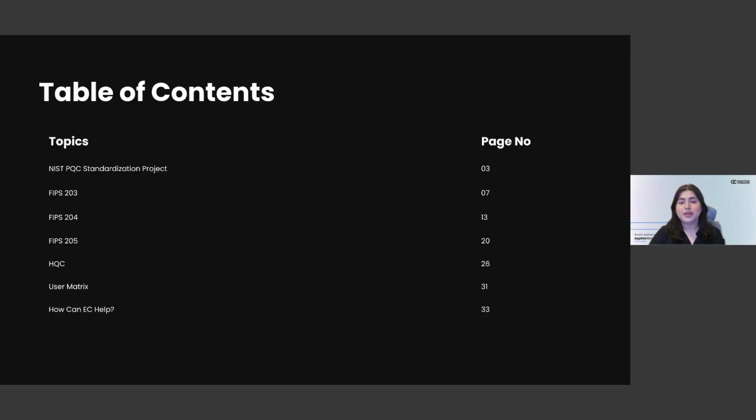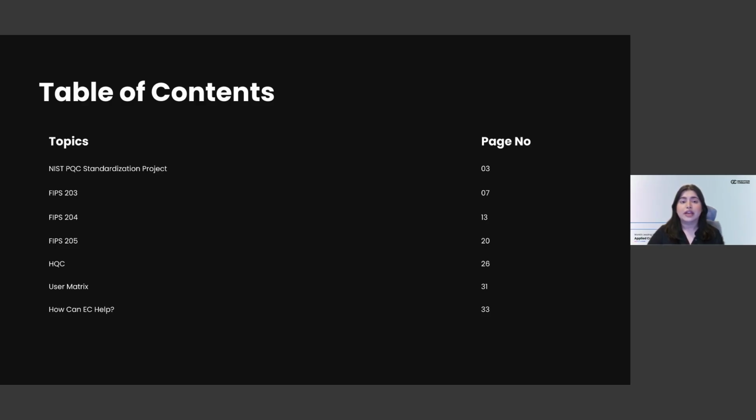Here's everything we would be covering in our two-part series. We'll begin with a brief overview of the NIST PQC standardization project to set the stage for why these new algorithms are necessary. Next, we'll cover the three foundational Federal Information Processing Standards, or FIPS, that govern the new PQC schemes. These define the primary key exchange and digital signature algorithms. Following that, we'll specifically discuss HQC, which serves as a critical diverse backup algorithm in the PQC family.